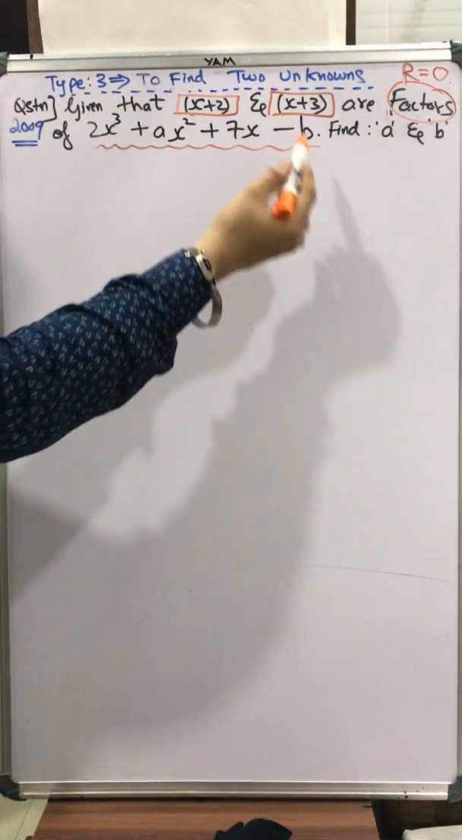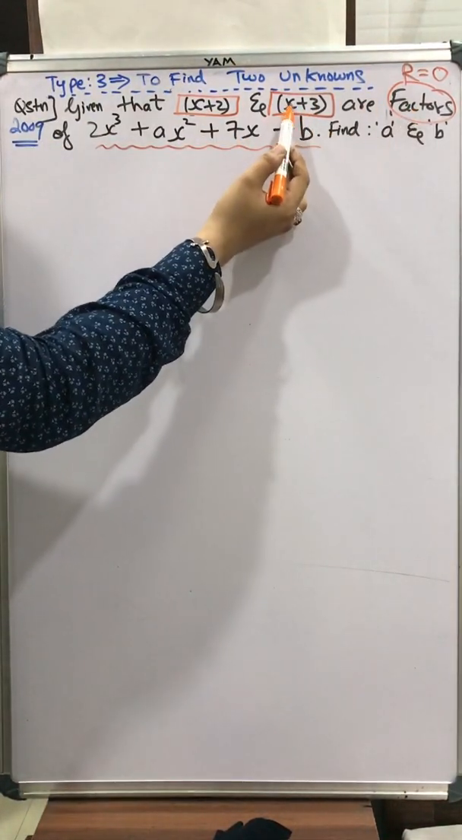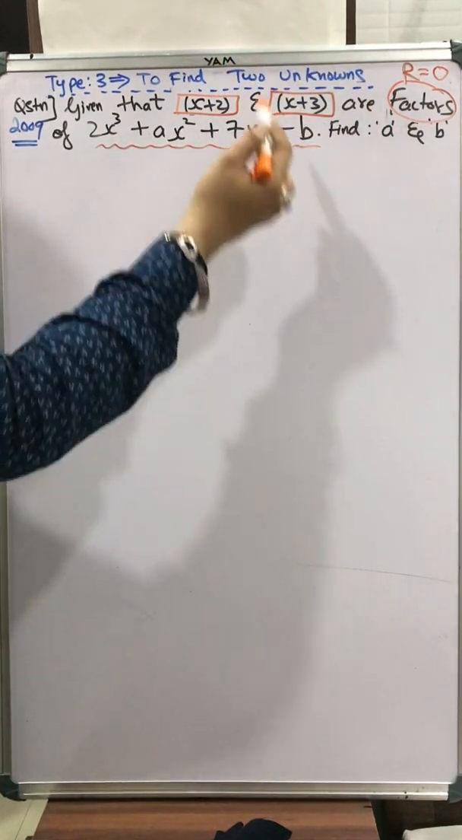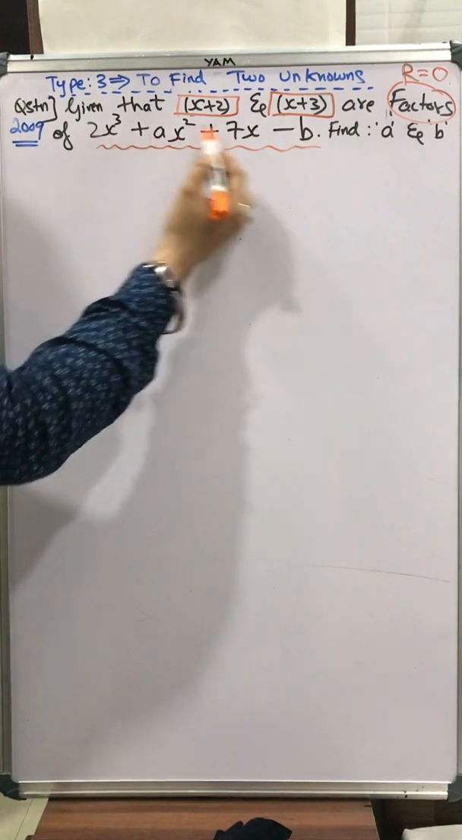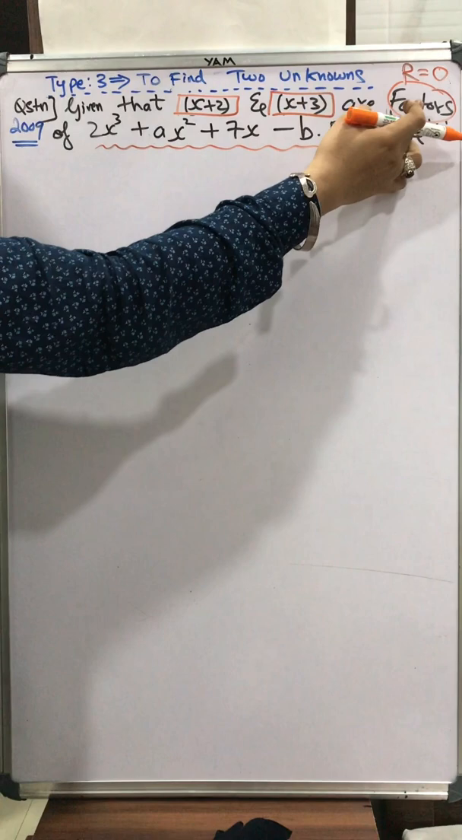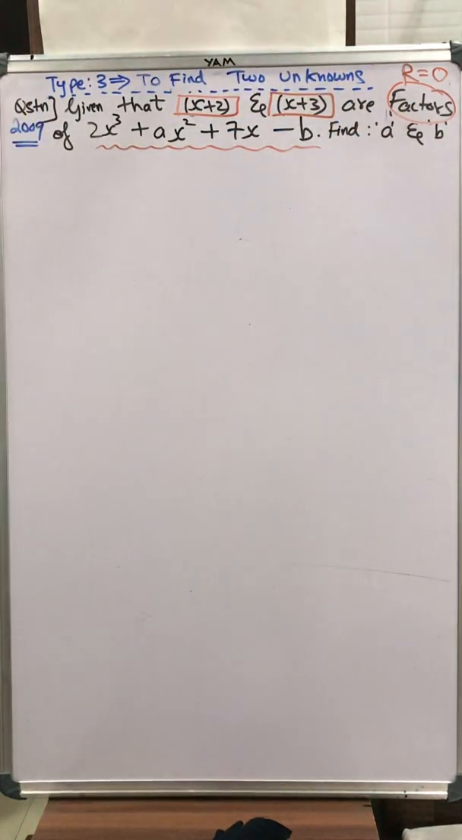This also means both are factors, so when you put x plus 3 as 0, you will get the value of x as minus 3, and when you substitute x as minus 3 in this polynomial, once again you will get the remainder as 0, because it's given that these two are the factors.